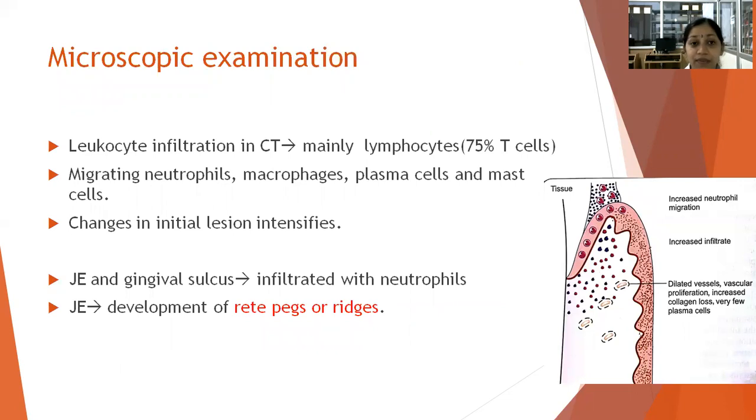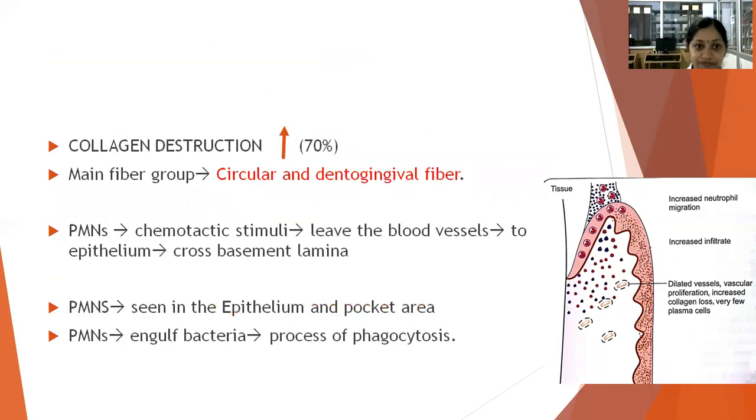Now, what are the changes under microscopic examination that happen during the second stage? Here, leukocyte infiltration in the connective tissue happens, and mainly lymphocytes, migrating neutrophils, macrophages, plasma cells, and mast cells can be seen. The changes in the initial lesion become intensified during the second stage. In the junctional epithelium and the gingival sulcus, we can see the presence of infiltrated neutrophils, and it is in this stage that there is development of rete pegs in the junctional epithelium.